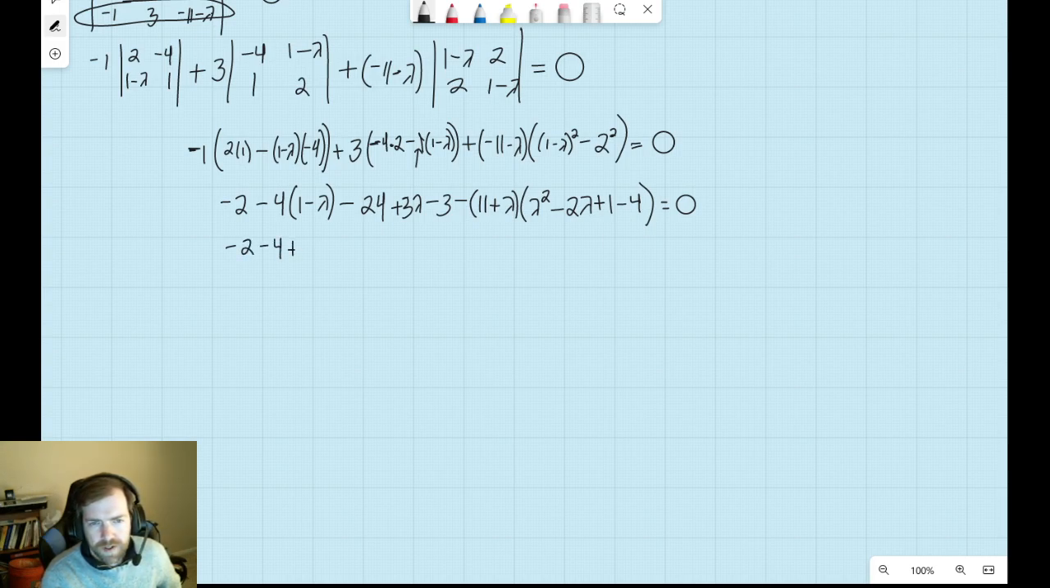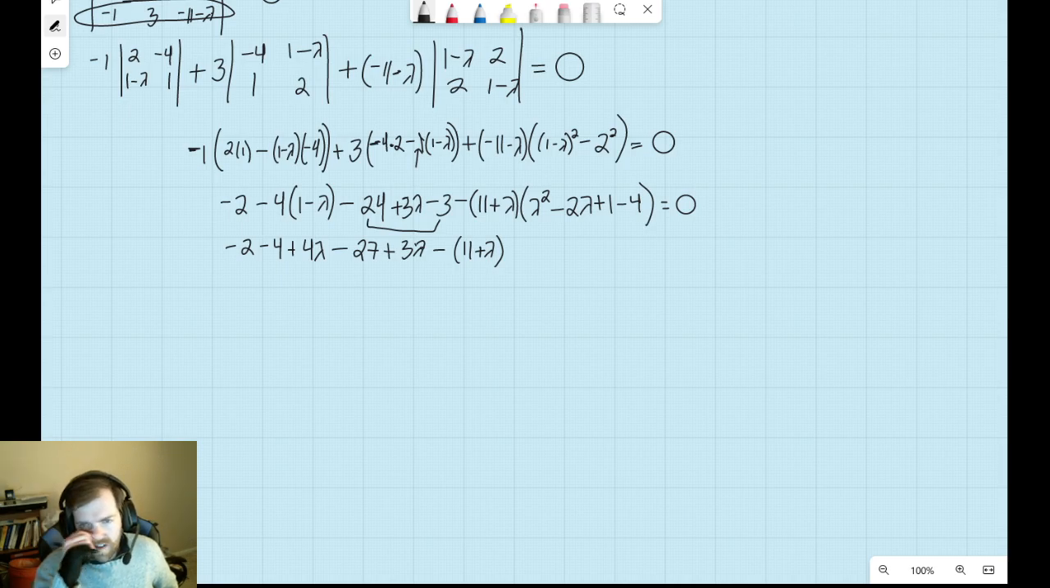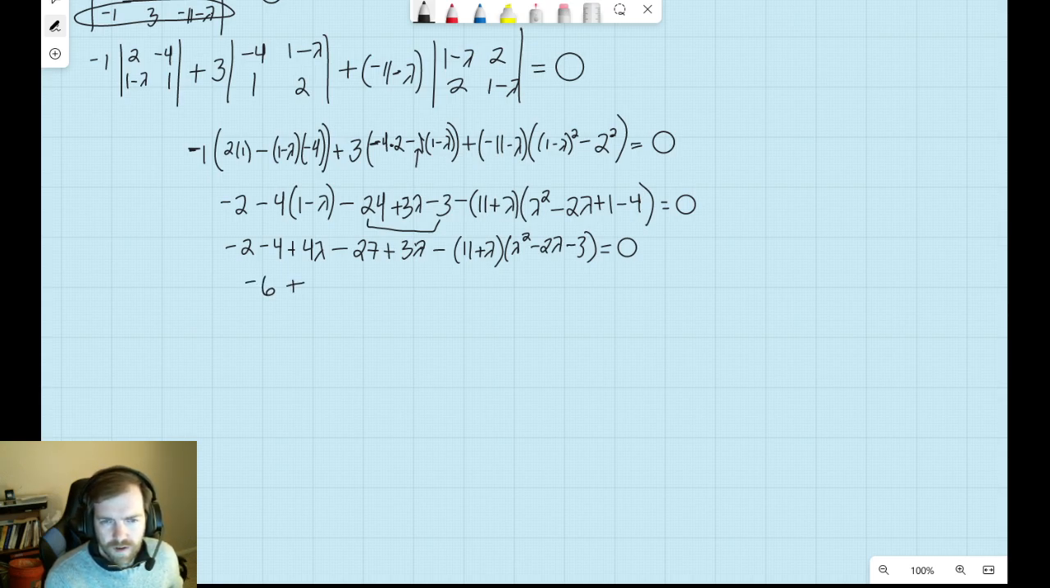minus 4, plus 4 lambda, minus -24 and -3, it's going to be a minus 27, plus 3 lambda, minus parentheses, 11 minus lambda, plus 11 plus lambda, times lambda squared minus 2 lambda minus 3 equals 0. -6 plus, this is 4 lambda and 3 lambda is going to be 7 lambda. Minus 27.